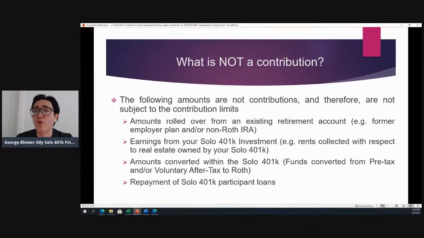Lastly, repayment of solo 401k participant loans. So let's say you take a 401k loan. You can borrow under our plan up to 50% of the balance, not to exceed $50,000. You have to pay it back in monthly or quarterly payments, equal payments of principal and interest, which is generally prime plus 1%, or it could be prime plus 2%, or CD plus 2%. So it's either prime plus 1 or CD plus 2, with the payments spread out over a 5-year term. So making those payments doesn't count towards your contribution limits. It's not reducing how much you can contribute to the plan.